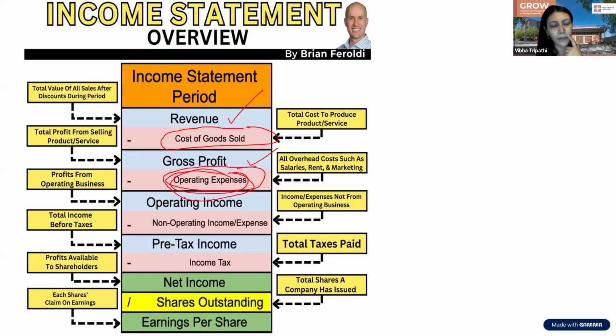What is an income statement for a company? So coming back, I have sales minus COGS. That gives me my gross profit.